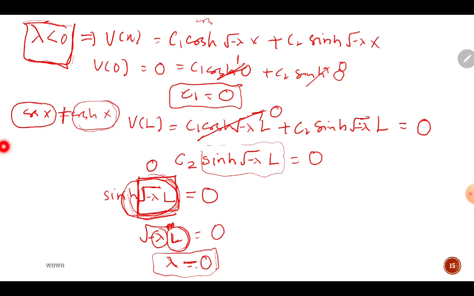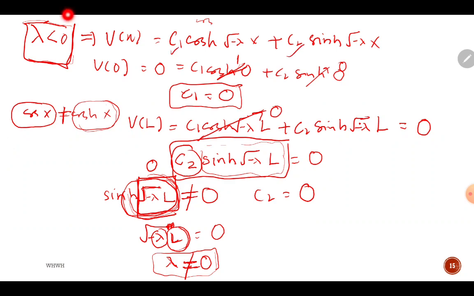So in this case, meaning lambda cannot be equal to 0. Meaning that sin of root negative lambda L cannot be equal to 0. In that case, maknanya yang menyebabkan this function equals to 0 is C2 equals to 0. So kalau C1 sama dengan kosong, C2 sama kosong, what is our Vs? We have nothing for our Vs. Vs just simply equals to 0.